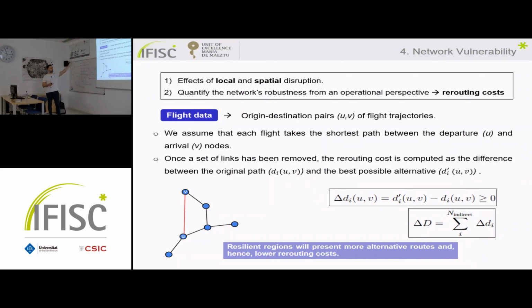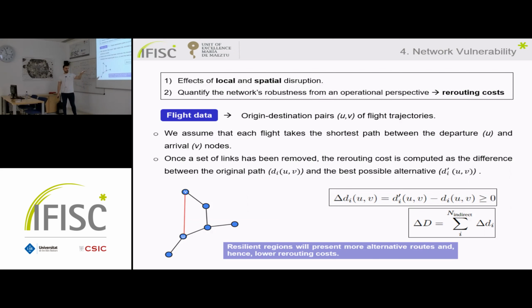First of all, we retrieve the origin and destination pairs of all the flight trajectories of the dataset. First, we assume that each flight takes the shortest path between the origin and the destination, here represented as G. Then we remove the link or the set of links we are studying, and we recompute the shortest path between the origin and the destination of the corresponding flight, here plotted as G prime. We compute the difference, and we obtain the rerouting distance of flight trajectory i.